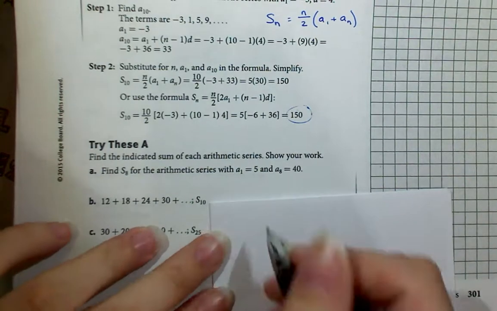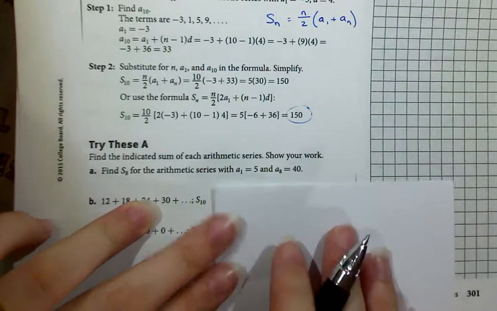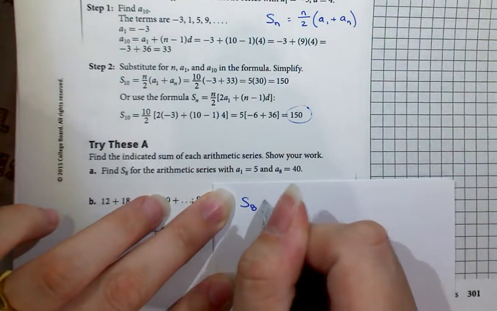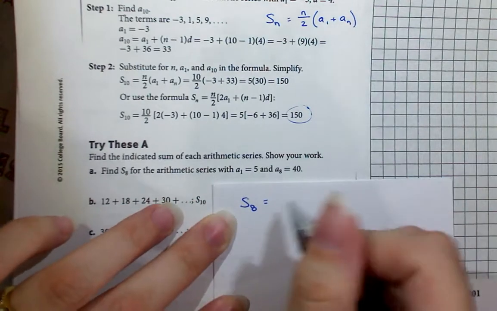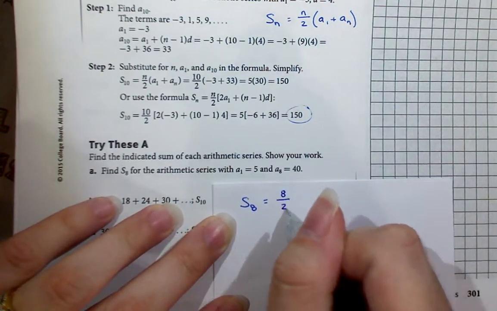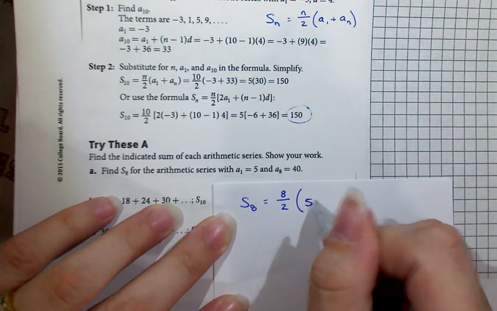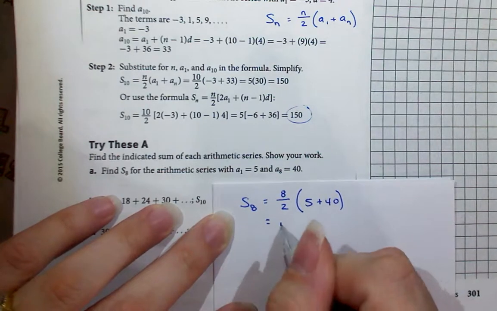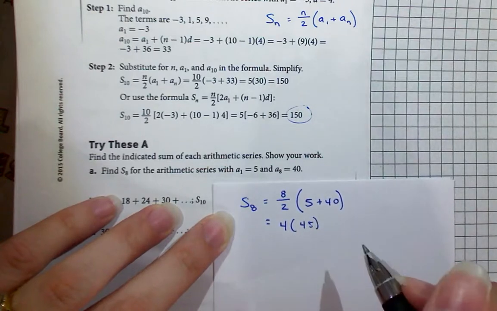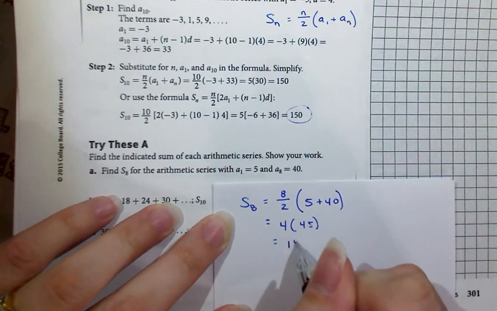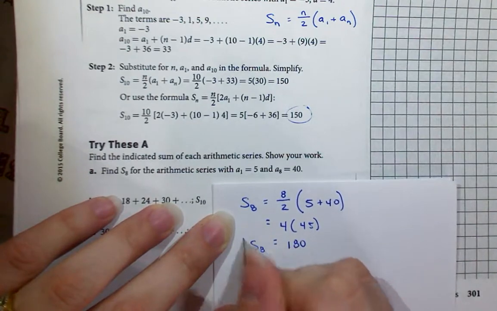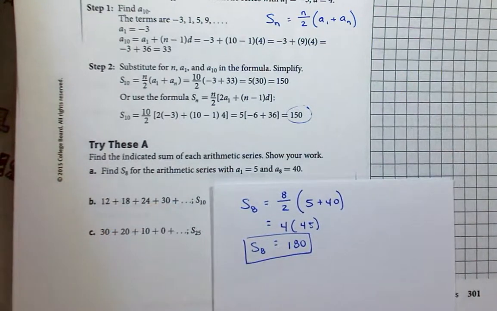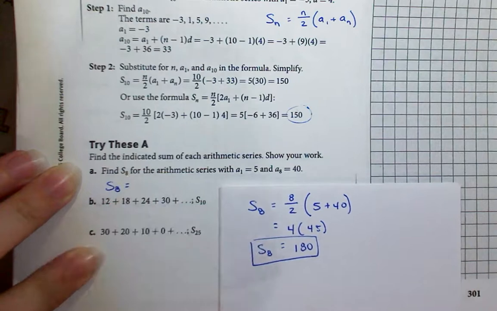Let's look. So if we're looking for S sub 8, S sub 8 equals, well, the first term, I'm sorry, the nth term is going to be 8. So we have 8 terms. Well, actually, this one's a little bit nicer than I thought because they've already given us everything we need. They gave us the first term. They gave us the 8th term. We don't need the common difference here. So all we have to do is 4 times 45. And 4 times 45, I believe, is 180. Hopefully I didn't make any mistakes there. It's bound to happen though. So that first one wasn't as bad as I thought. So S sub 8 equals 180.